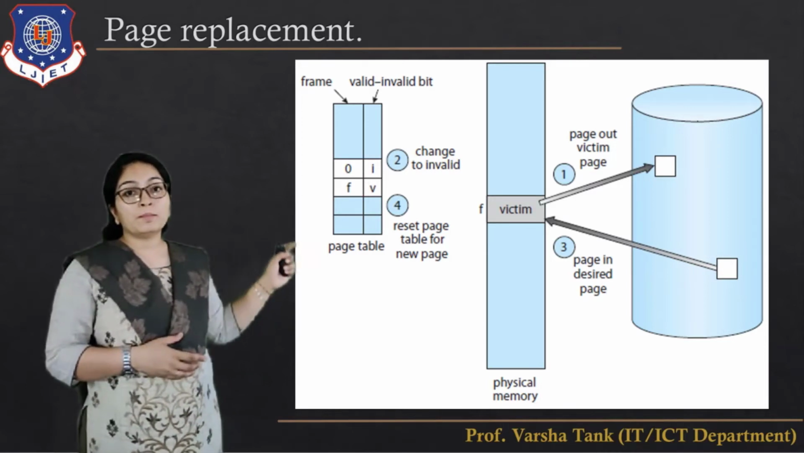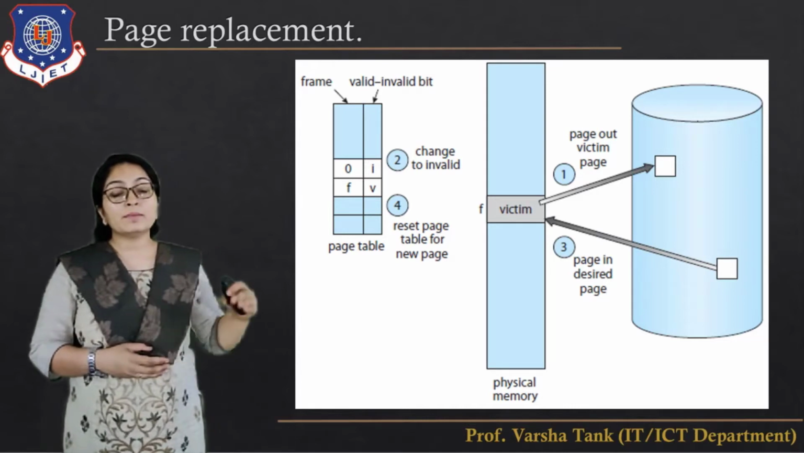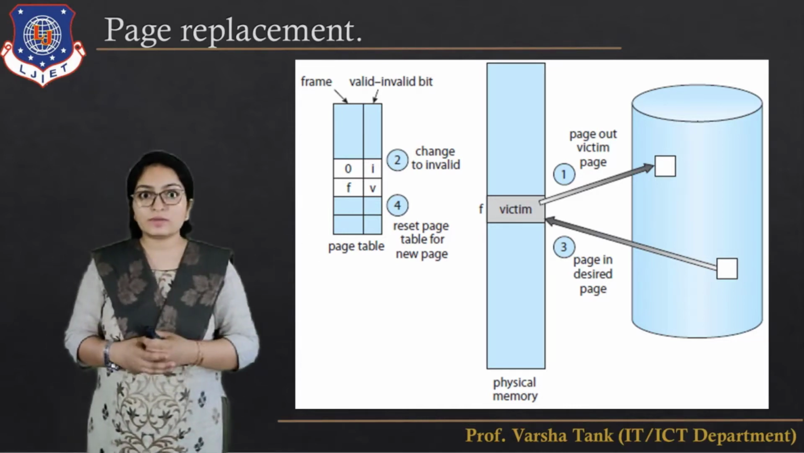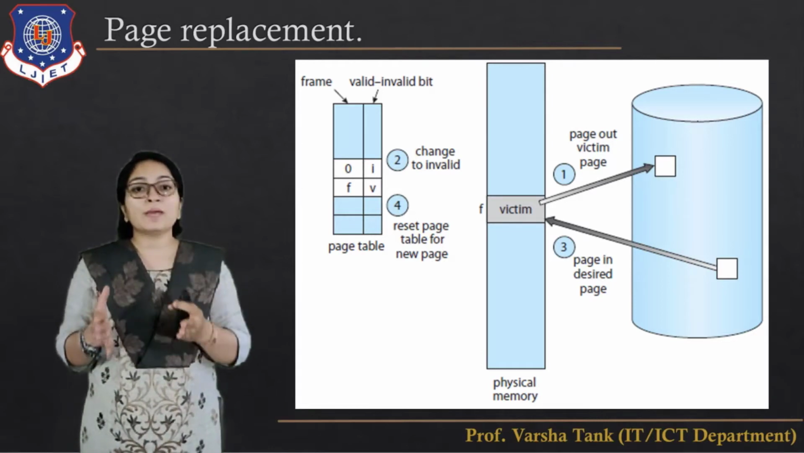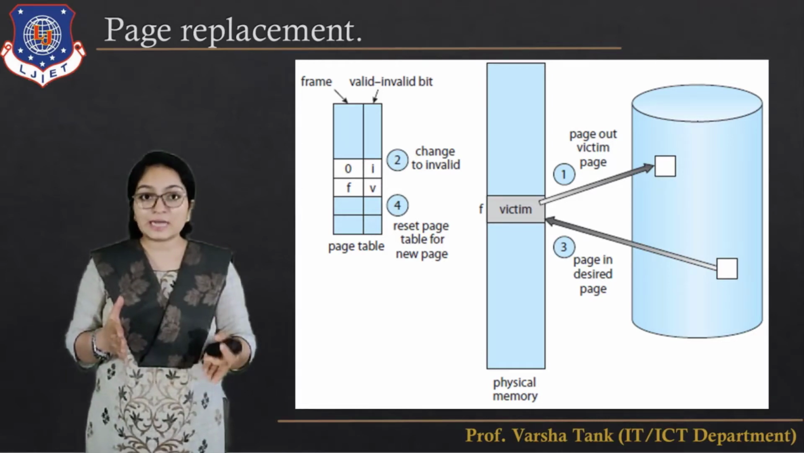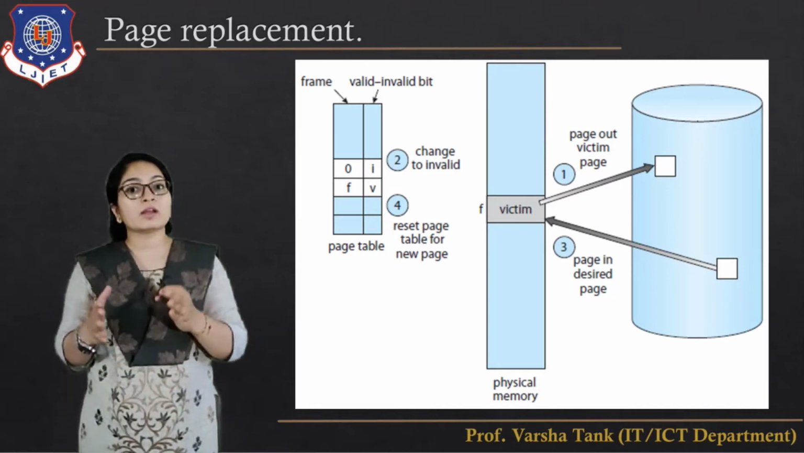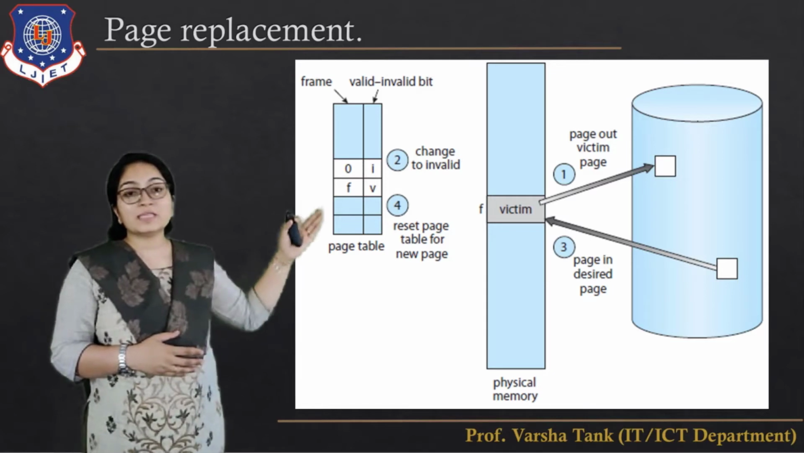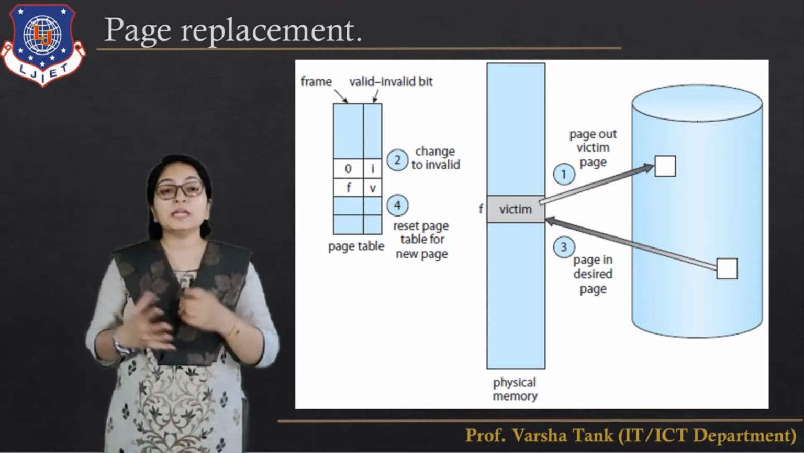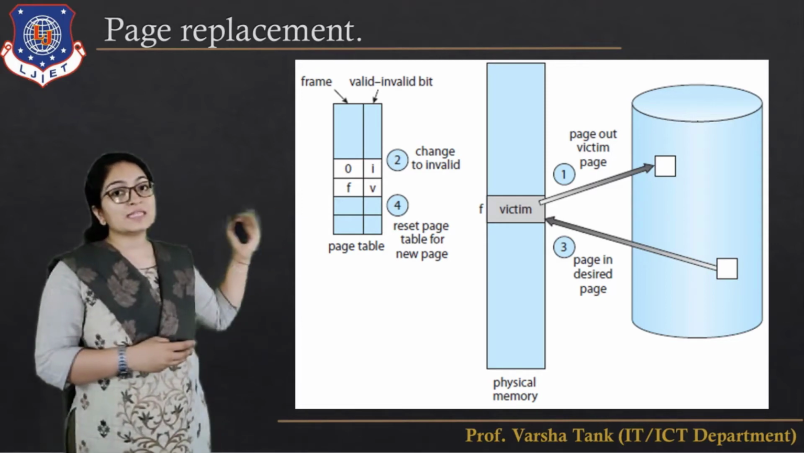That page will be moved out from the main memory and stored to the backing storage if the page is modified. If the page is modified, then the modified bit is set, which means we have to store it back to the secondary storage; otherwise it will be removed directly. Now, the page that is needed will be brought into the main memory once the victim page is out.